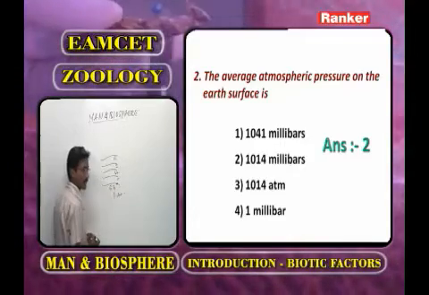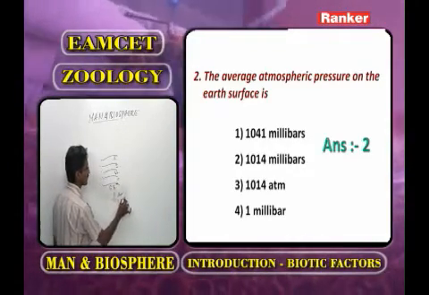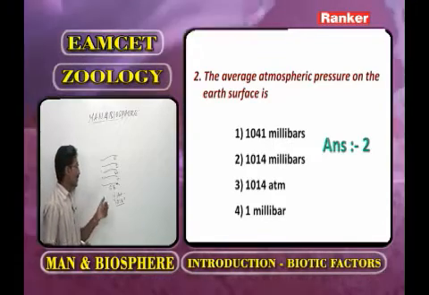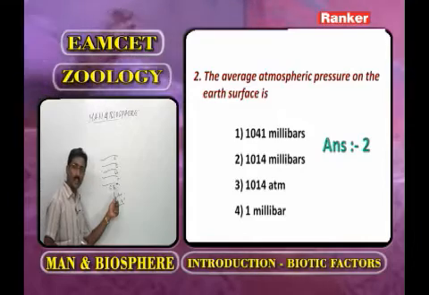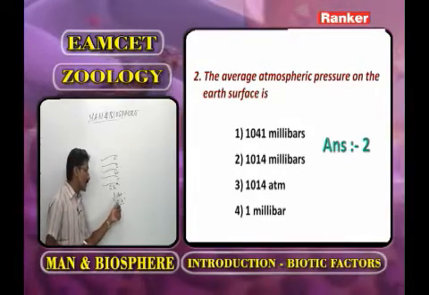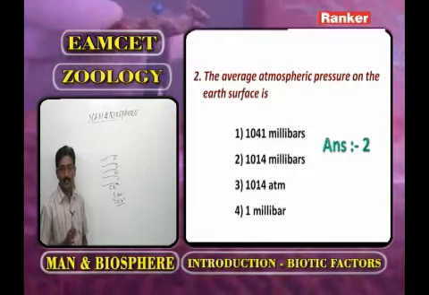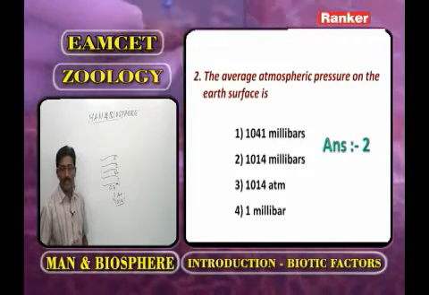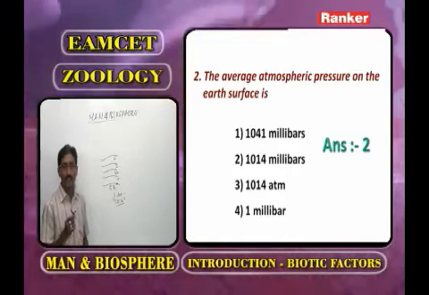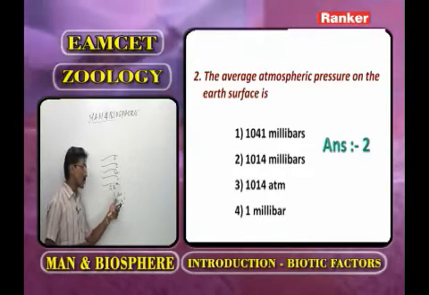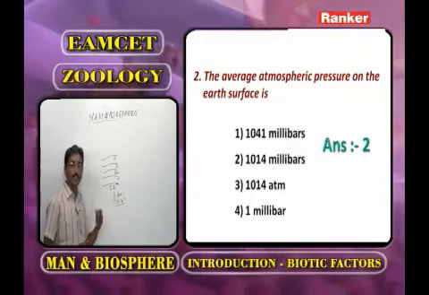1 atmosphere. It is also called 1014 millibars. On earth surface, the average atmospheric pressure is 1 atmosphere, which is nothing but 1014 millibars. Now, what are the options? 1041 millibars, 1014 millibars, 1014 atmosphere and 1 millibar. The correct answer is 1 atmosphere, or in other words 1014 millibars.